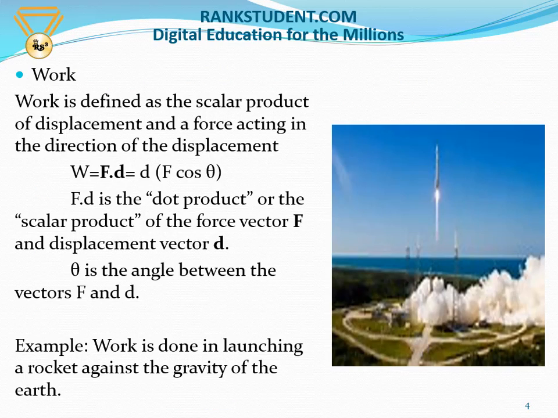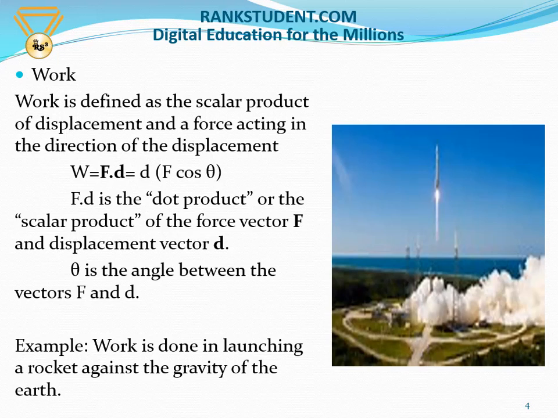So what is work? In physics, work is defined as the scalar product of displacement and a force acting in the direction of the displacement. W equals F dot D, which is D times F cosine theta. F dot D is the dot product or the scalar product of the force vector F and displacement vector D. Theta is the angle between the vectors F and D.